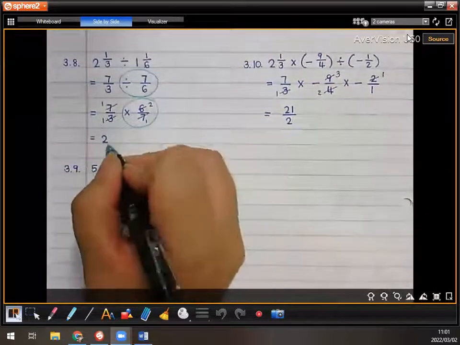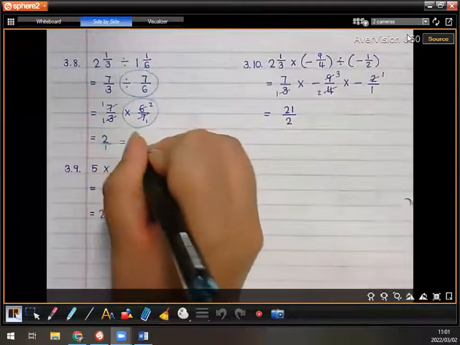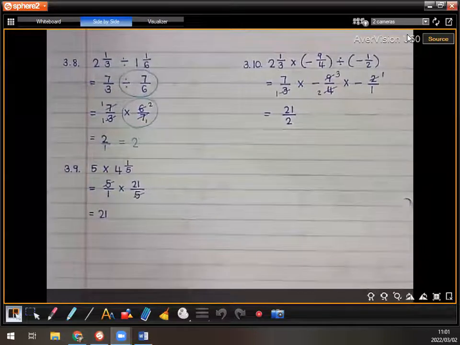Now for 3.8, it's fine again if you wrote it first as 2 over 1, but then you have to have your final step equals 2. The final answer there has to be 2. Do you have any questions on 3.8 or 3.9? I'm going to talk about 3.10 now.